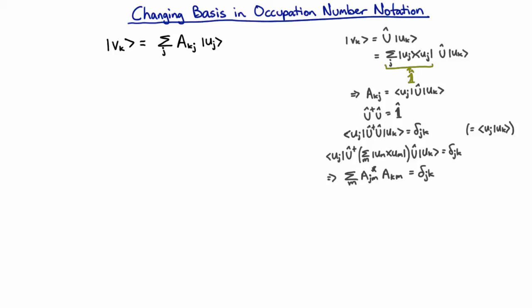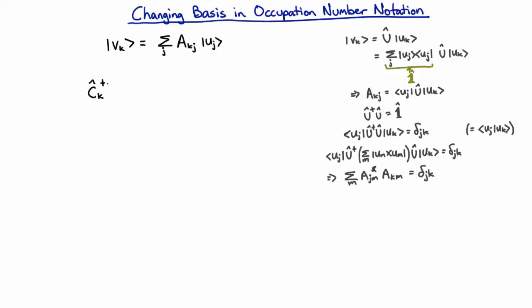Now, fortunately, changing basis in occupation number notation, if we do it for the states, might be ugly, but if we do it for the operators, it turns out to be very simple. And we can demonstrate that fairly simply from here. This state here is a single particle in state Vk. So we can write that as if we were creating a particle in state K.